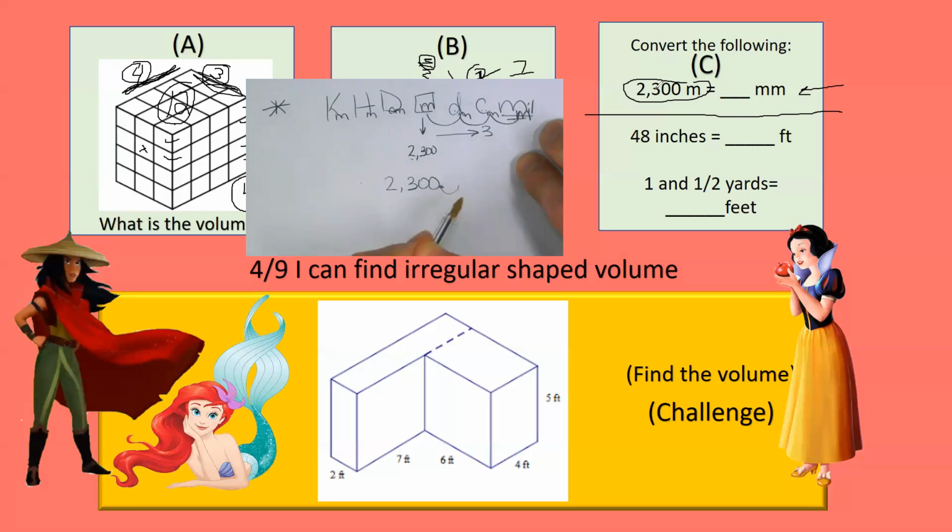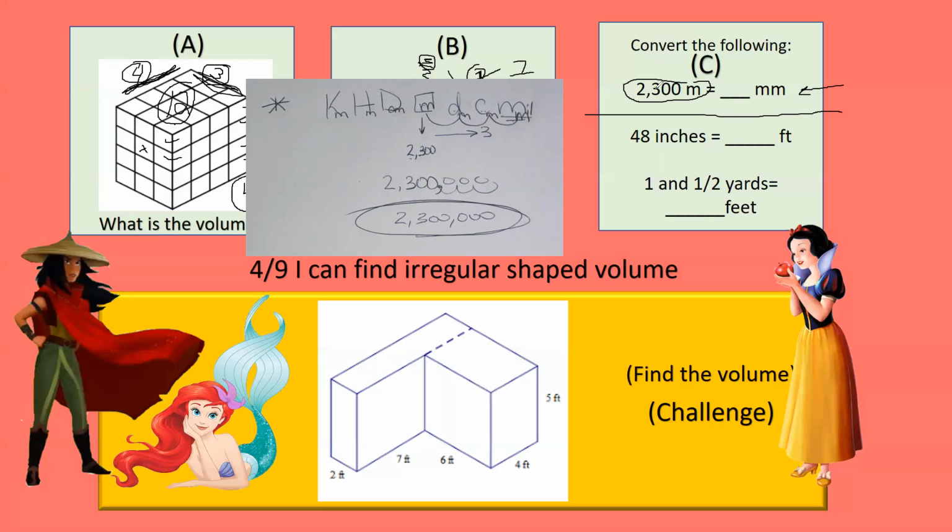But when it turns into millimeters, here's the decimal, right? Because it's a whole number. Move it over 1, 2, 3. 2,300,000. So that is your answer.